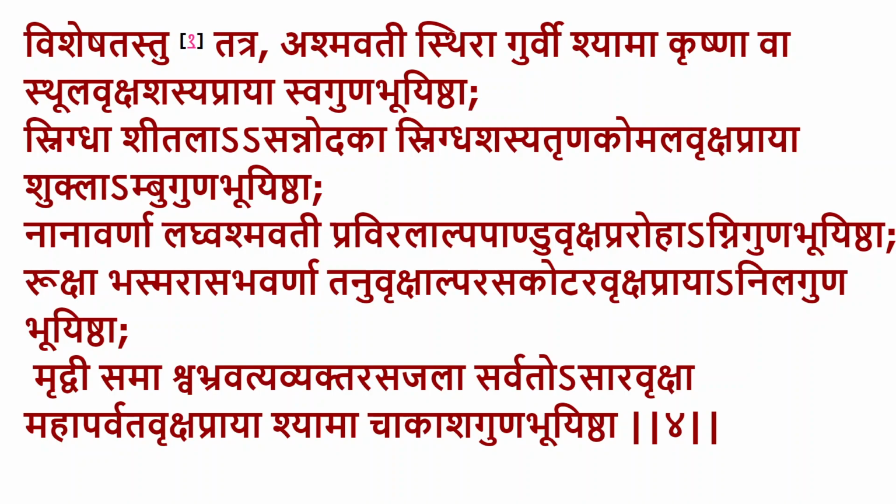Mrudvi, Sama, Shobhavati, Avyaktarasa Jala, Sarvuto, Asara Vriksha, Mahaparvata Vriksha Praya, Shamacha, Akashaguna Bhuishta. The Akashaguna Bhuishta area would have very soft soil, and there would be many nests and rodent animals living over there. Avyaktarasajalaha, you cannot appreciate the taste, and the humidity also is lesser. The plants which grow around are very delicate and do not have any latex. And there can be many hills as such. Such an area is Akashaguna Bhuishta.